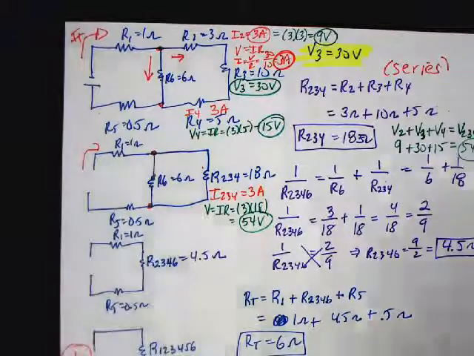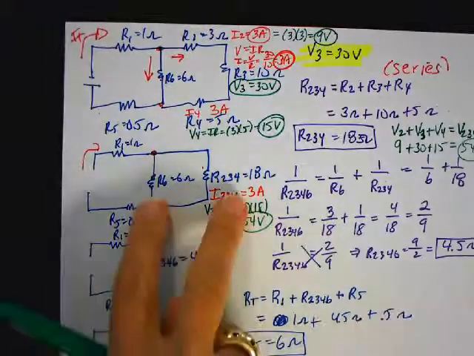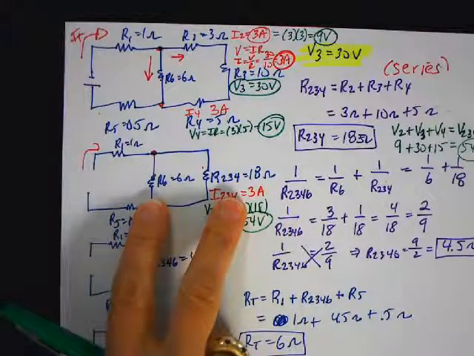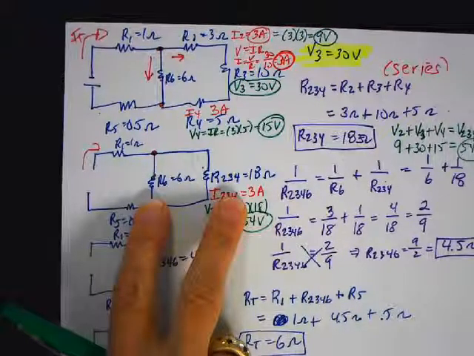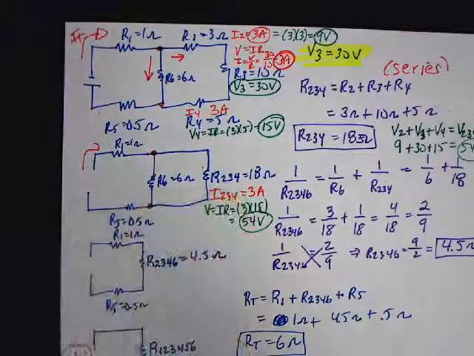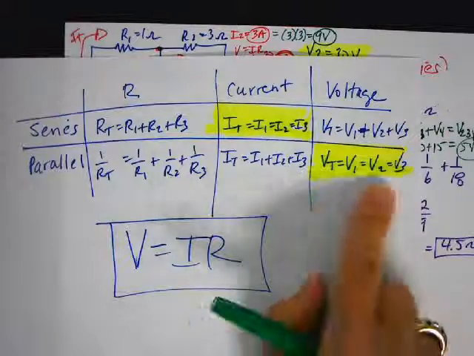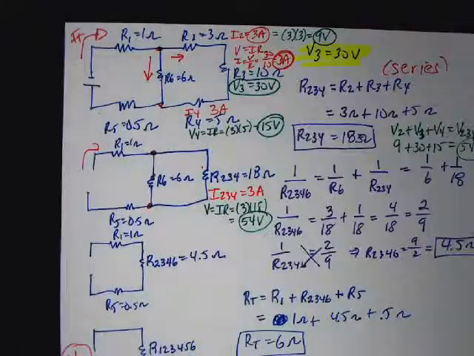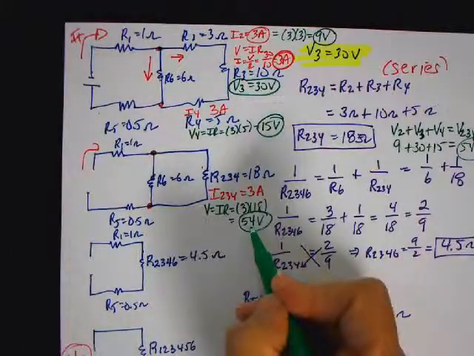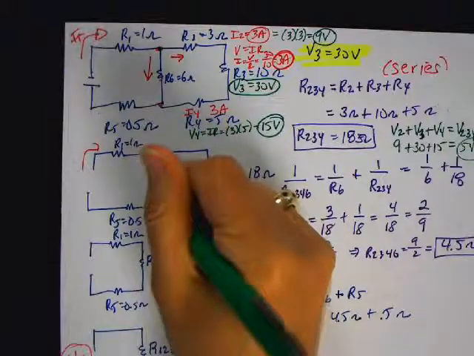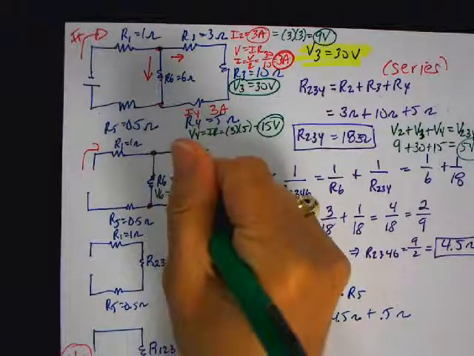Okay, so now what do I do next? These 2 resistors are in parallel. So now I'm going to say to myself, what is the same? What is equal in parallel? What is the same? Voltage is equal in parallel. So if the voltage here is 54, that means that the voltage here is 54.